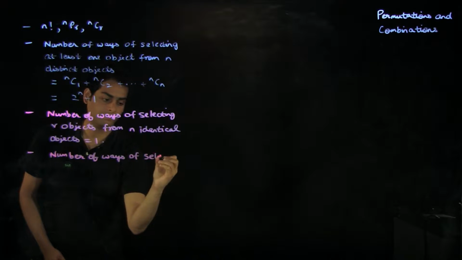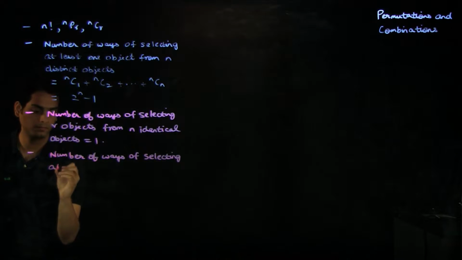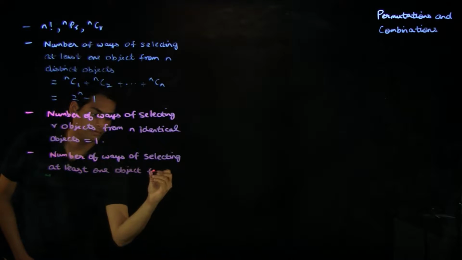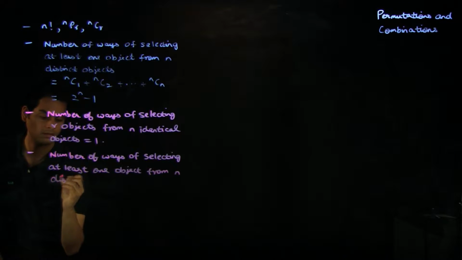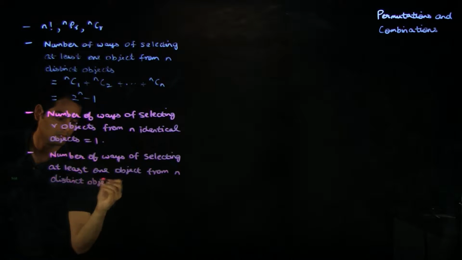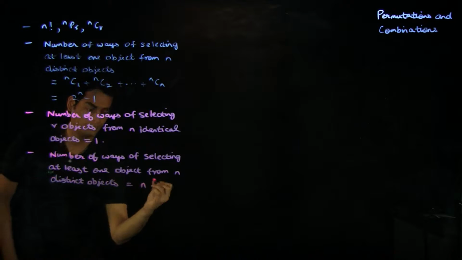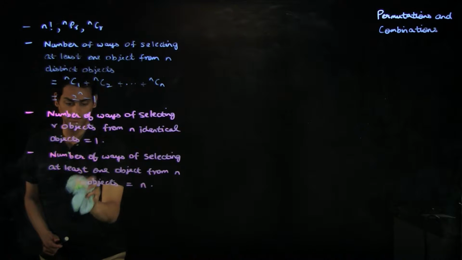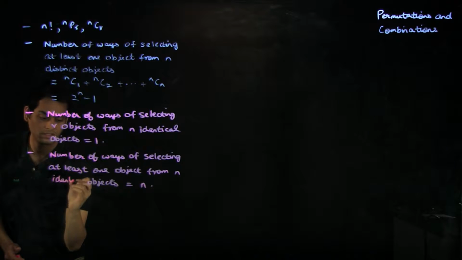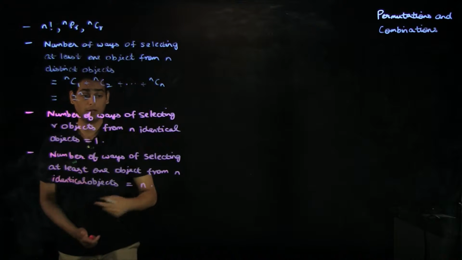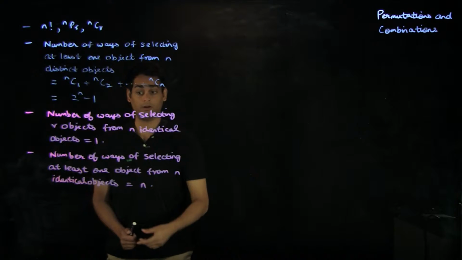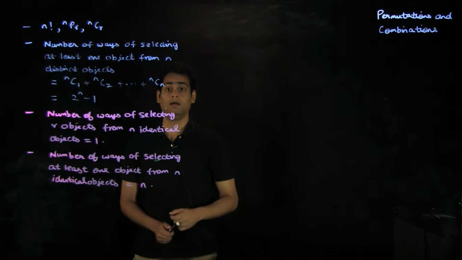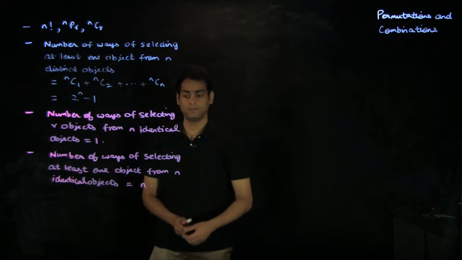So from this you can deduce that the number of ways of selecting at least one object from n identical objects equals n, which is what we're concerned with right now. So from the previous result, this is just n because there's only one way of selecting one object from n identical objects, there's one way of selecting two objects from n identical objects, and so on, and there's only one way of selecting n objects from n identical objects, and so that sum gives us n.